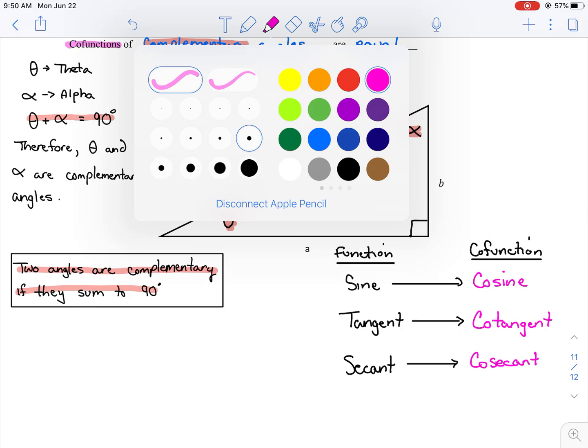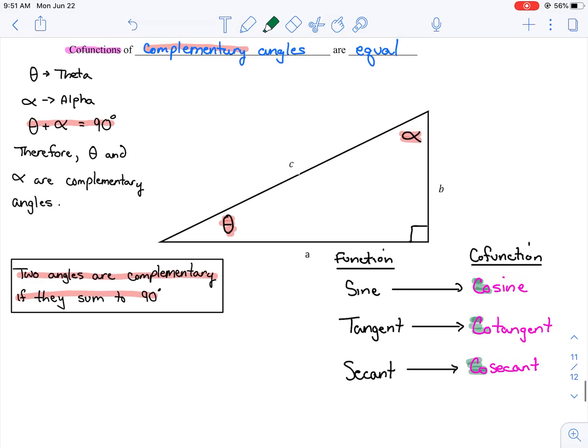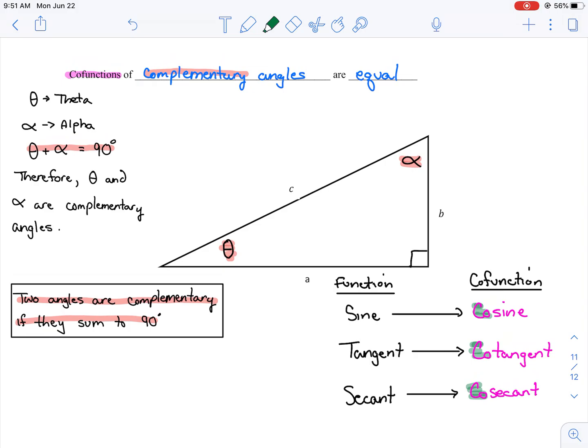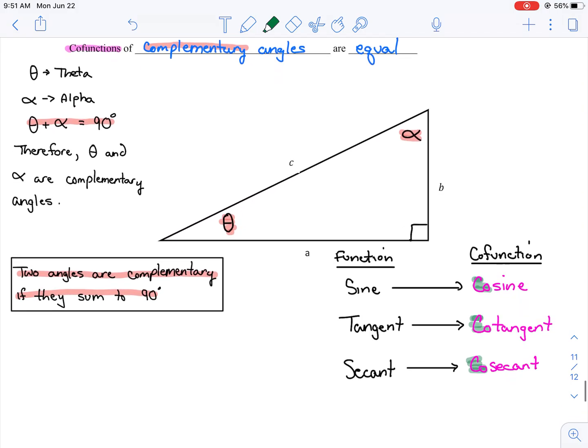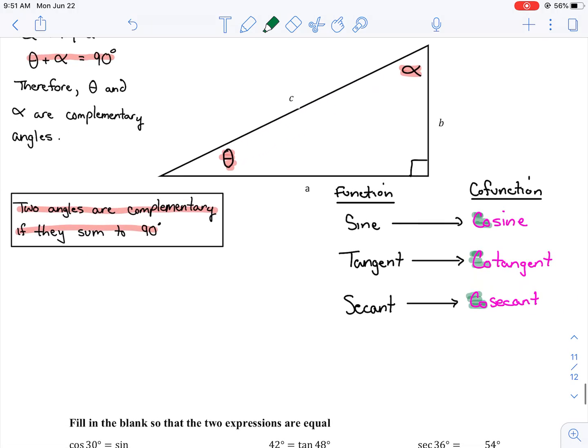If you were looking closely, you probably saw a little pattern. Notice that the cofunction starts with CO every time. Cosine, cotangent, cosecant. Okay? So now that we have the complementary angles and the cofunctions taken care of, why is it that cofunctions of complementary angles are equal? Well, let's go to our triangle over here and I'll show you an example why.